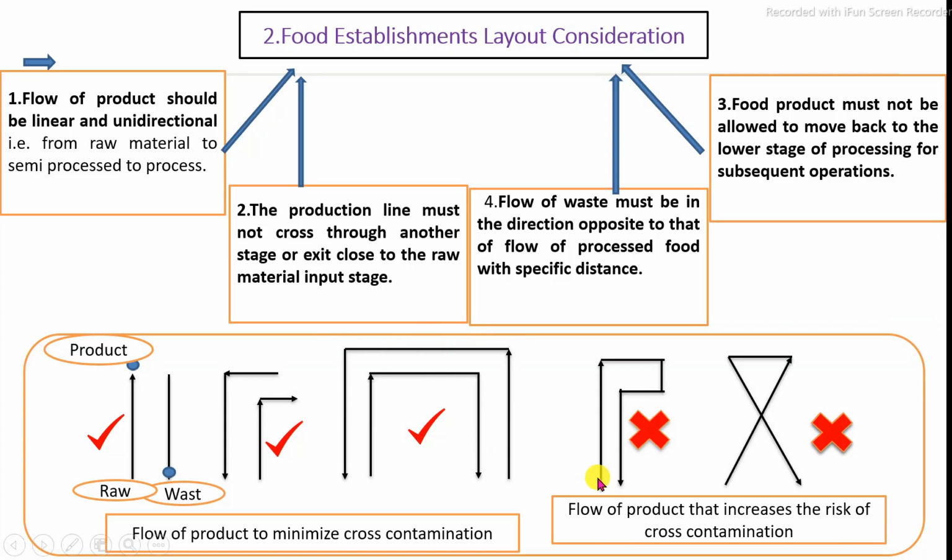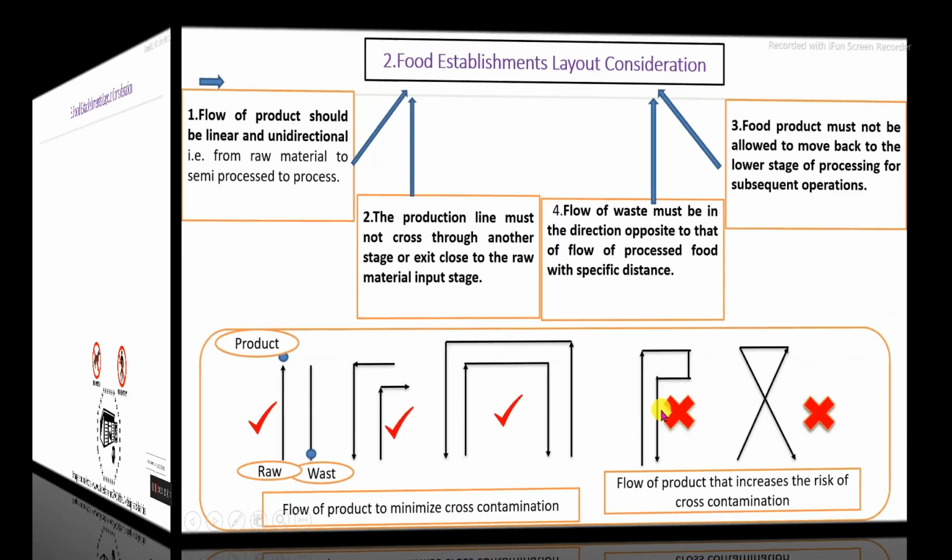Whatever the product flowing and whatever the waste generated, the flow should not maintain the minimum distance; the maximum distance is maintained to reduce cross contamination.